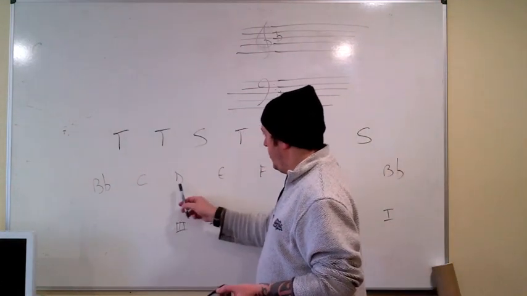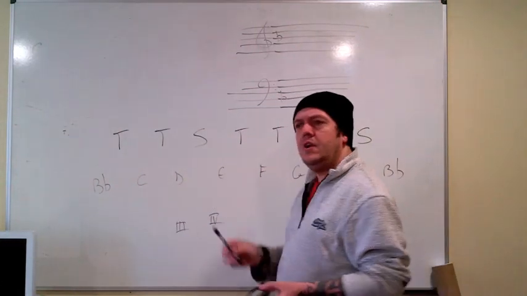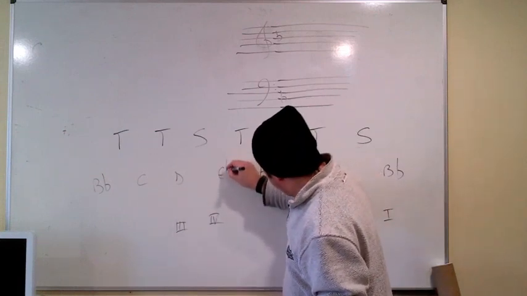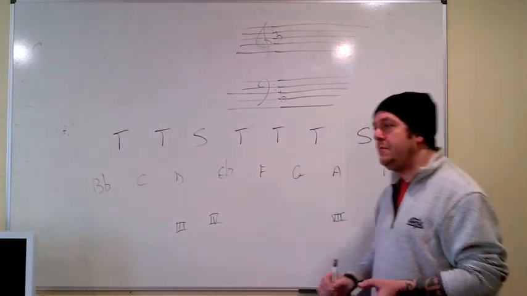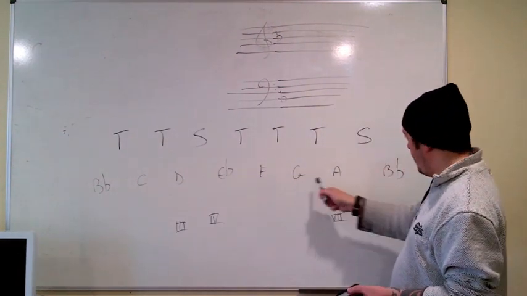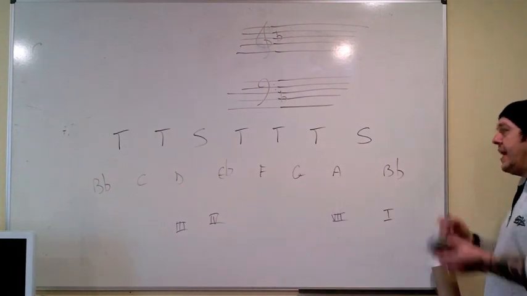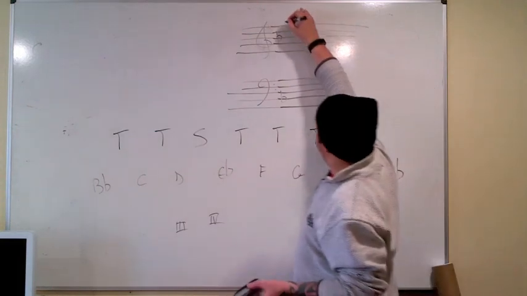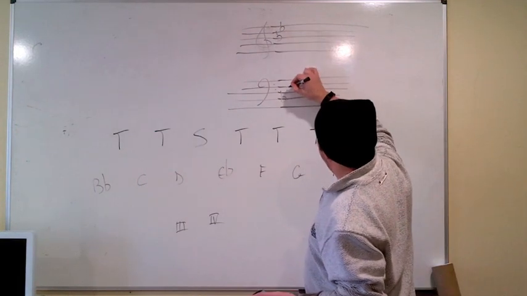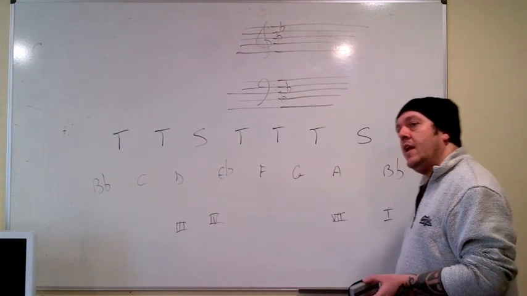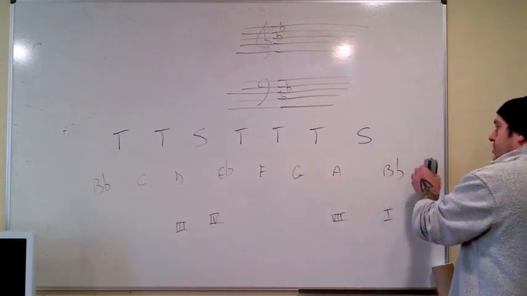Tone, tone, semitone? No. D, E is a full tone, needs to be a semi. So E becomes flat. The rest is fine. That's a tone. G to A is a tone, and A to B flat is in fact a semitone. So the E flat came in. Do they all lead to tonic triads? Yes, all of that leads to tonic triads.